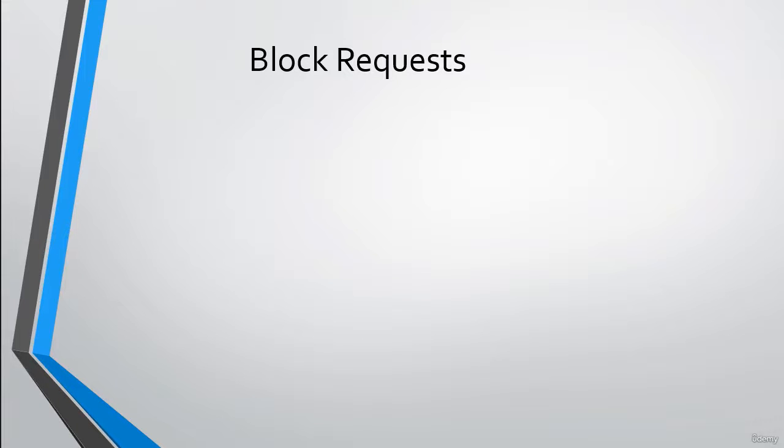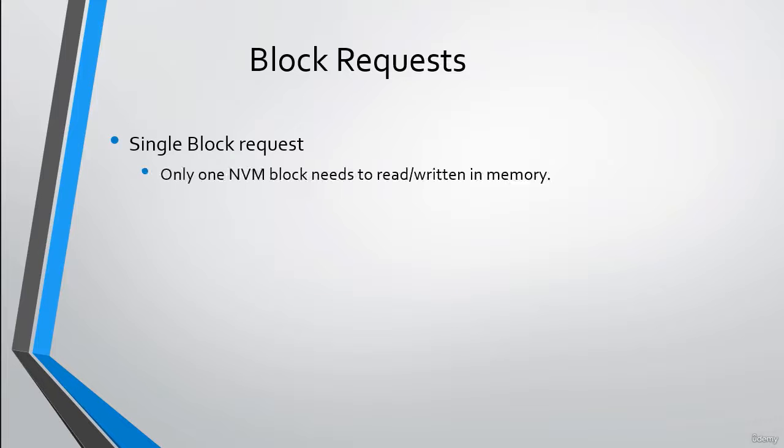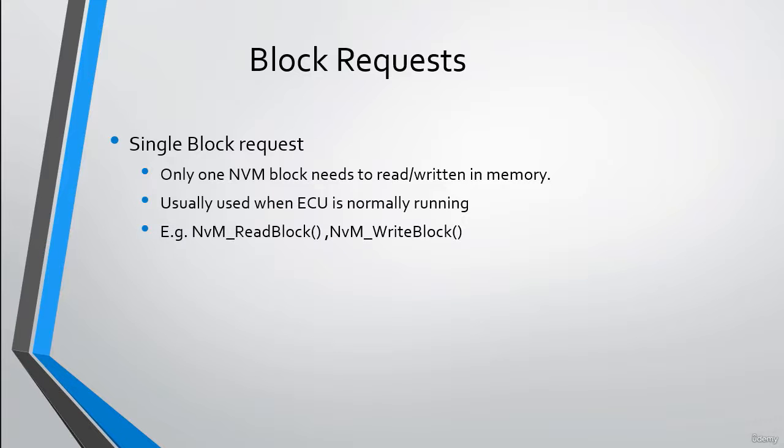Let's discuss the different types of block request. Whenever we try to access memory, we can do that in two ways. One is called a single block request. In a single block request, only one NVM block needs to be read or written in memory. It is usually used when the ECU is running in a normal operation scenario. Examples are NVM read block, NVM write block, etc.